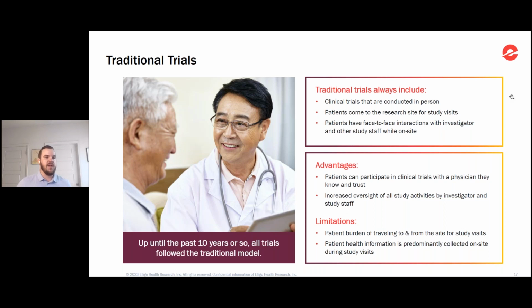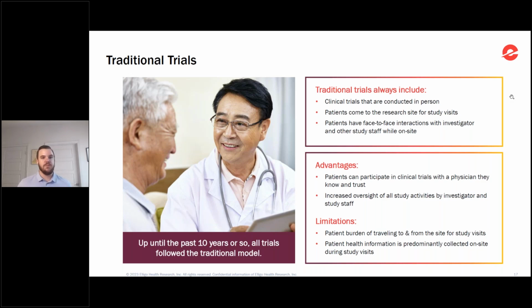So naturally, some advantages come with this model, right? Patients can participate in clinical trials with a physician that they know and trust. This may be anything from their primary care physician to a specialist that they see on a regular basis. And it does allow for increased oversight of all study activities by the investigator and site staff compared to a virtual or hybrid trial in some cases.